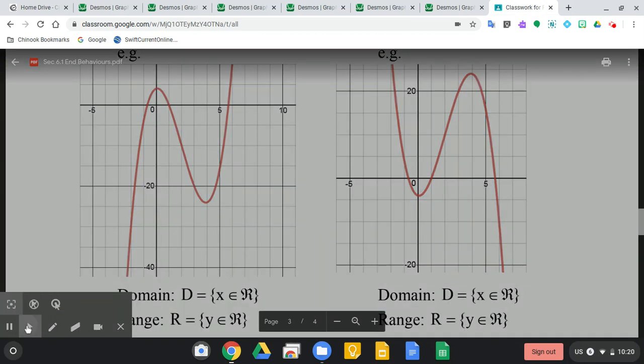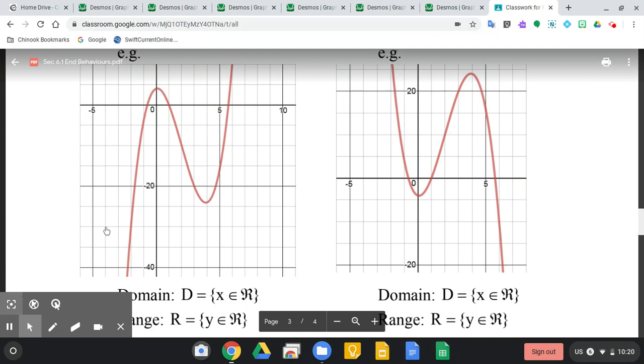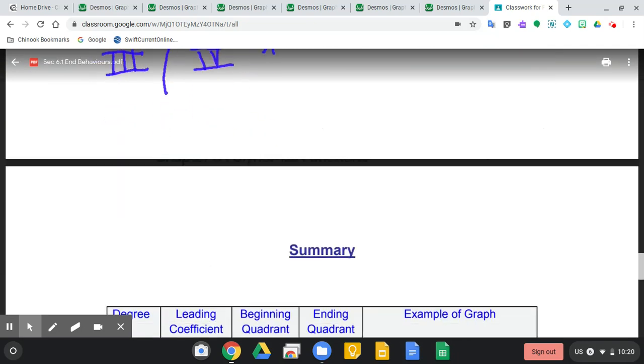let me get back to my pointer here. And we're just about done. If you're getting bored, we're just about done here.